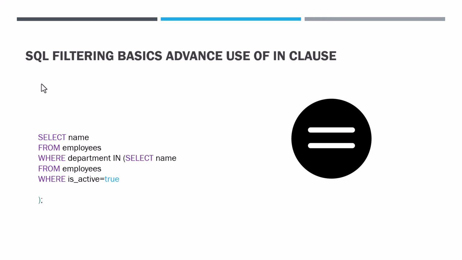Now this is a slight typo here, so this should have been select name from employees where name in, and then you're doing select name from employees where is active is equal to true. As written, it doesn't make sense because you cannot compare department to name. Obviously if that's a department table, then that's all right, but in this case it doesn't make any sense.